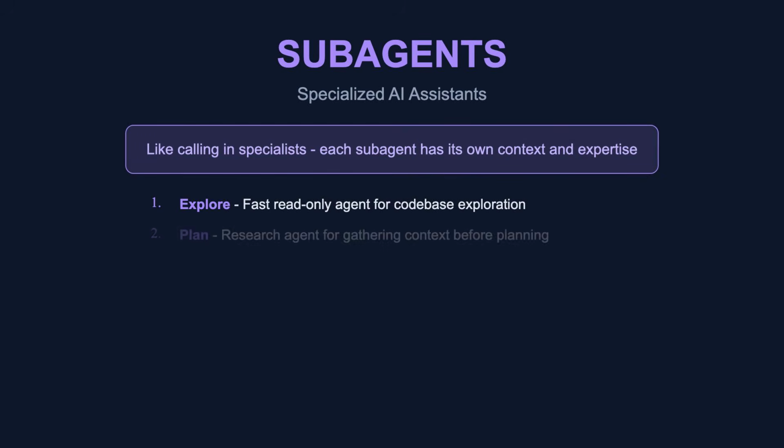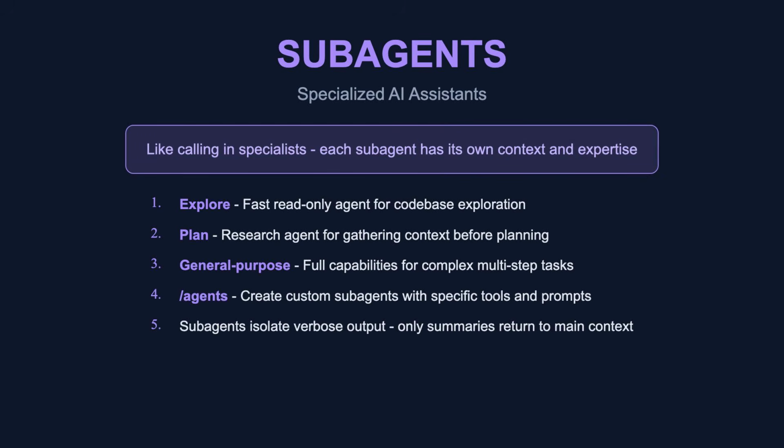Subagents are specialized AI assistants that handle specific tasks within your session. Think of them as calling in specialists. The Explore agent is fast and read-only, great for searching and understanding your code base without making changes. The Plan agent gathers context before presenting a plan, perfect for research tasks. The General Purpose agent has full capabilities for complex multi-step work that needs both reading and writing.